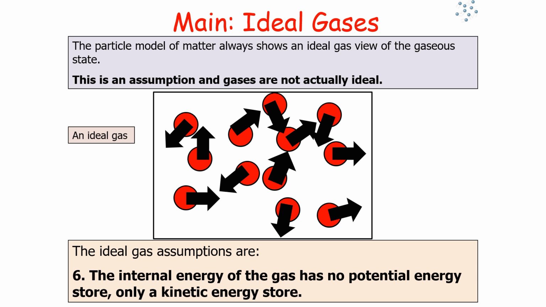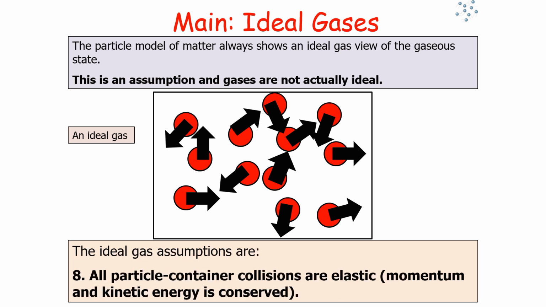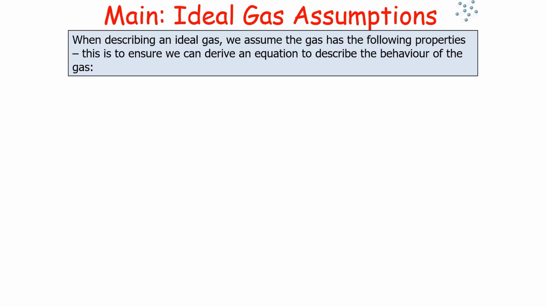Number six, the internal energy of the gas has no potential energy store, only a kinetic energy store. Number seven, the Newtonian laws of motion are obeyed by the particles in their motion, and there are enough molecules to apply statistical laws. Number eight, all particle container collisions are elastic, so momentum and kinetic energy are conserved in every collision, and the time between each collision with the container surface is much longer than the duration of a collision. So when describing an ideal gas, we assume the gas has the following properties, so we can actually derive equations for the behaviour of this gas.